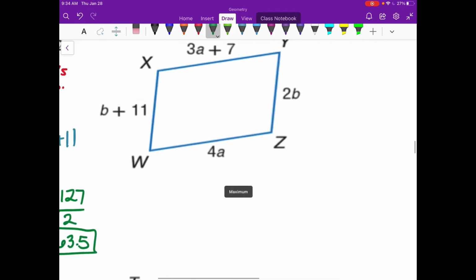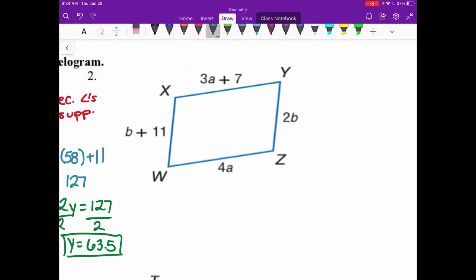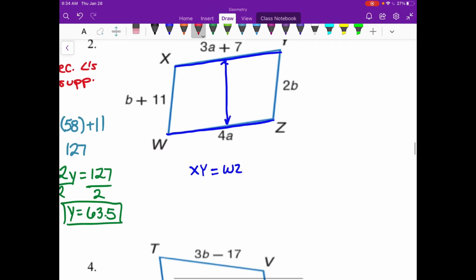Great. Next one, we're going to solve for a and b. This one we can really choose whichever one we solve for first. I'm going to go for a. I'm going to notice that both my a expressions are on opposite sides, which means those are equal to each other. Side XY, which is this side, is equal to WZ, which is this side. And XY is actually 3a plus 7, and WZ is actually 4a. I'm just substituting in what those actually are. I'm going to subtract 3a from both sides, and I get 7 equals 1a, or just a. So that was easy, solve for a.